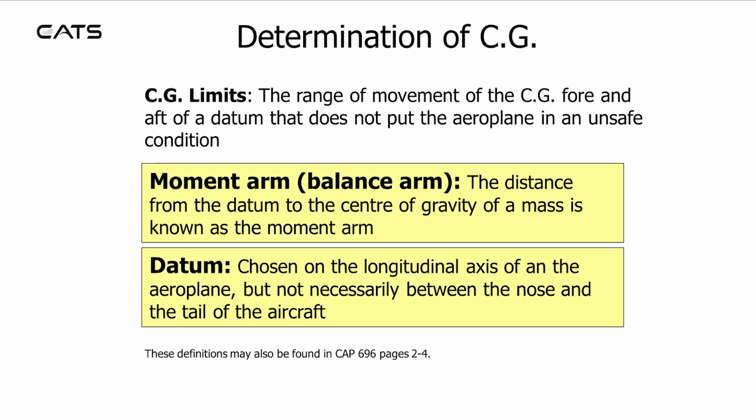Determination of CG. CG limits: the range of movement of the CG fore and aft of a datum that does not put the airplane in an unsafe condition. Moment or balance arm: the distance from the datum to the centre of gravity of a mass is known as the moment arm. Datum: a point chosen on the longitudinal axis of an aeroplane, but not necessarily between the nose and the tail of the aircraft. These definitions may be found in CAP 696.